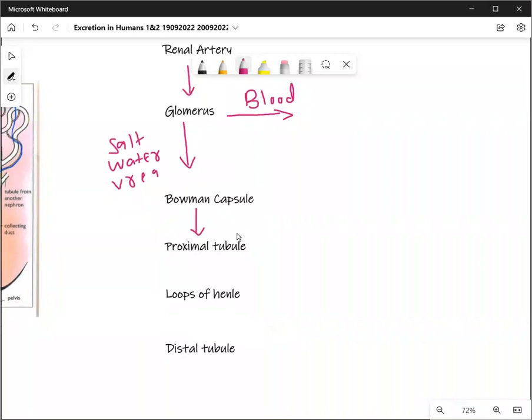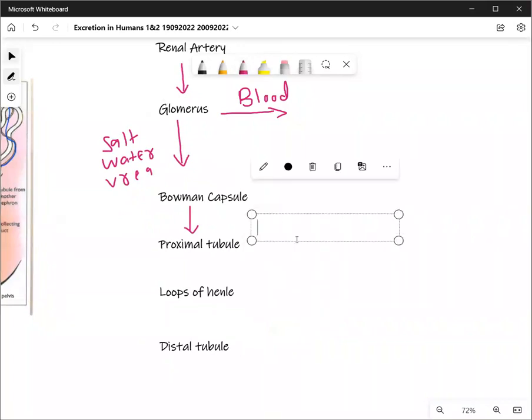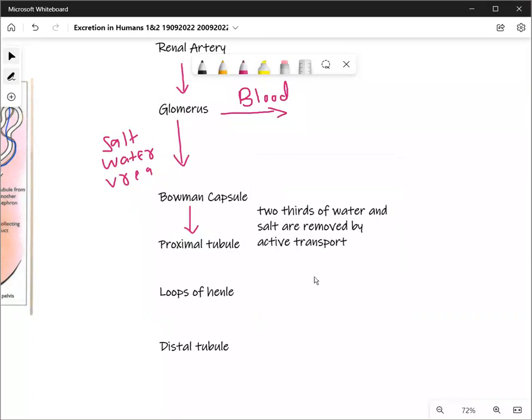Just a second, I'll write here. Now, let's say two-thirds of the water and salt are removed. How are they removed? By active transport. That's what's happening. Two-thirds of the water and salt.